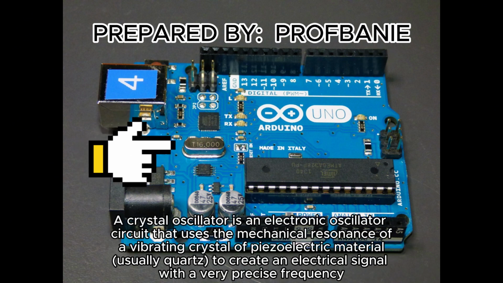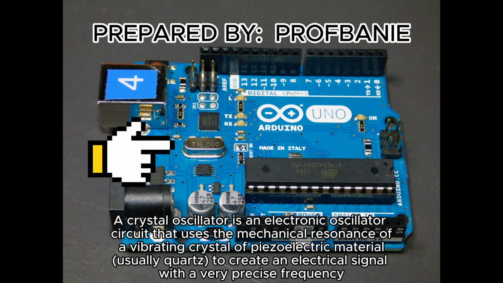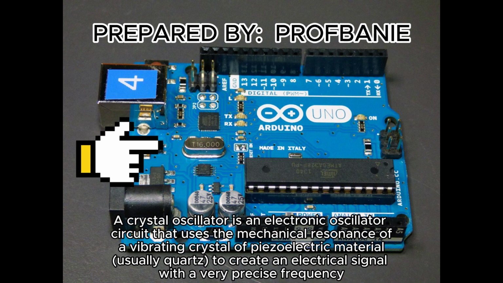A crystal oscillator is an electronic oscillator circuit that uses the mechanical resonance of a vibrating crystal of piezoelectric material, usually quartz, to create an electrical signal with a very precise frequency.